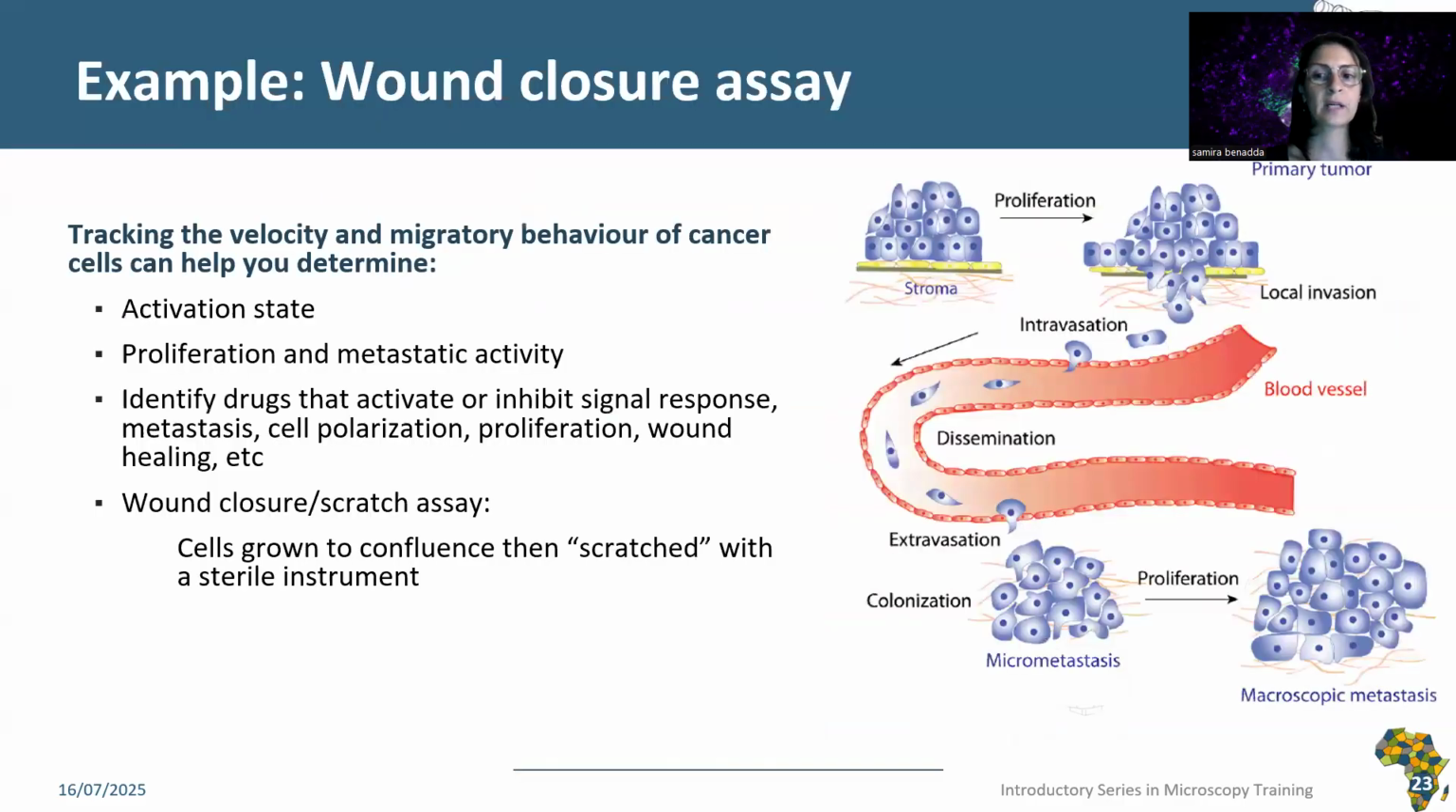So it's quite a common assay, actually, in cancer study, where they want to look at movement. So they want to look at migration of cells. Tracking the velocity or migratory behavior of cancer cells can help you to determine activation state, proliferation, metastatic activities, and identify the drug that activates or inhibits signaling. It's very important. So how can we do it?